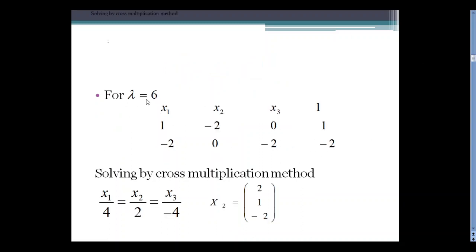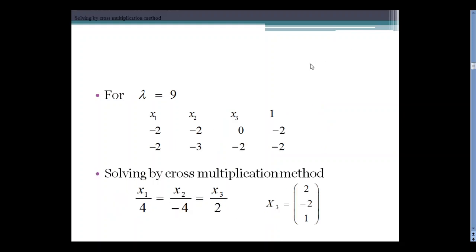Now for the second eigenvalue, lambda equal to 6, we take x1, x2, x3, x1. On substituting 6 in the given matrix, we get these values. Again by applying the cross multiplication method, we get x1 by 4, x2 by 2, x3 by minus 4. Then dividing by 2, we get X2 equal to 2, 1, minus 2.